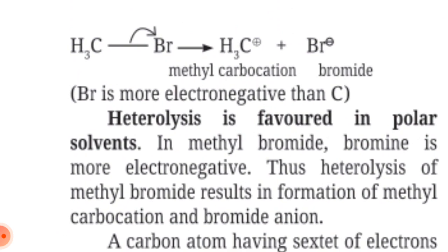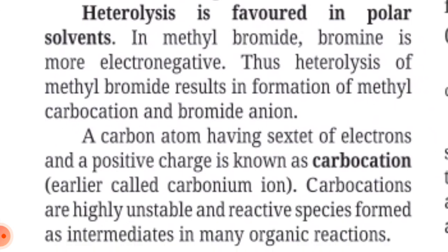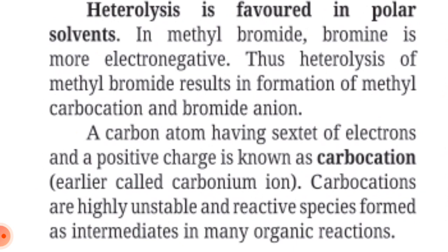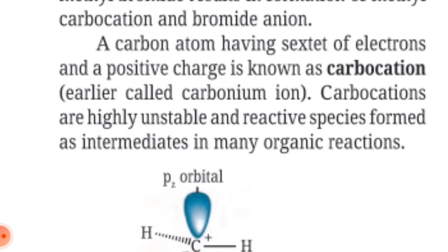Methyl bromide, after bond breakage, transfers the electron pair to bromine and turns into CH3 plus, the methyl carbocation, and Br minus, bromide. Bromine is more electronegative than carbon. Heterolysis is favored in polar solvent. In methyl bromide, bromine is more electronegative. This heterolysis of methyl bromide results in formation of methyl carbocation and bromide anion.